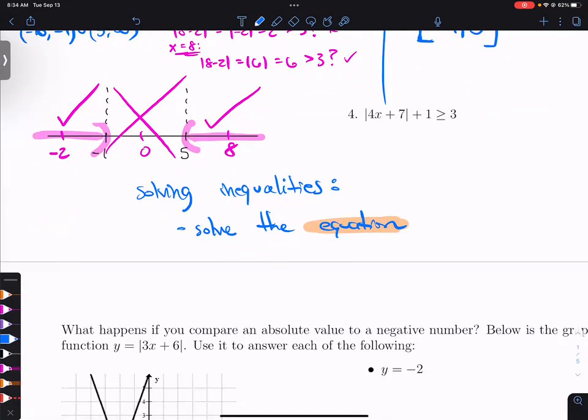So solve the equation first, then test the inequality somehow. I'm testing it by picking test points and plugging them in. You could test the inequality by looking at a graph. That would be basically the same idea, just a different way of doing it. And then write down your solution set.